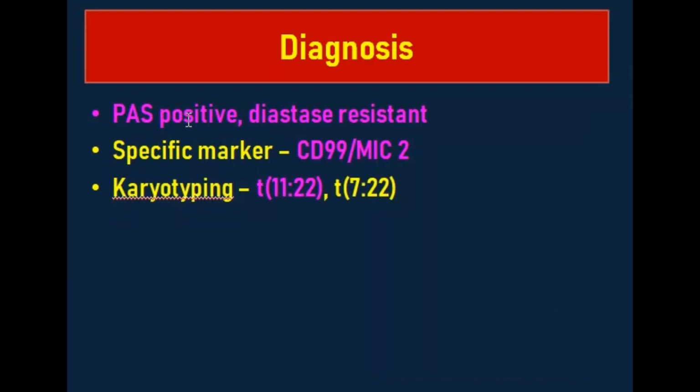Now, this is a PAS positive, diastase resistant tumor. PAS positive, diastase resistant tumor, and the specific marker of this tumor is CD99 or MIC2. These are the specific markers. If we do a karyotyping, the genetic alterations that we see are a translocation 11;22 or a translocation 7;22, where translocation 11;22 is the most common and the most important one that you have to remember.